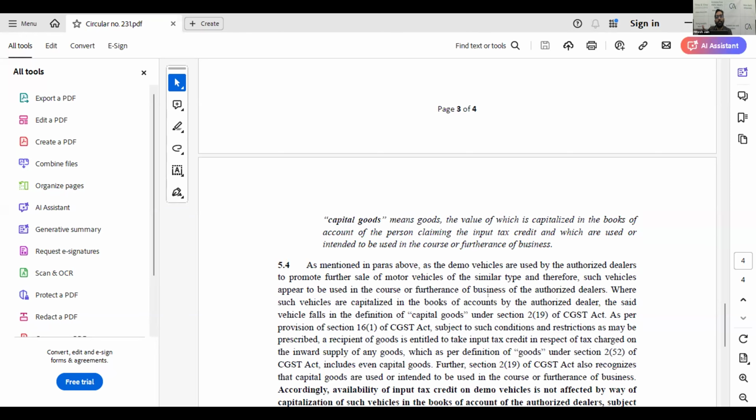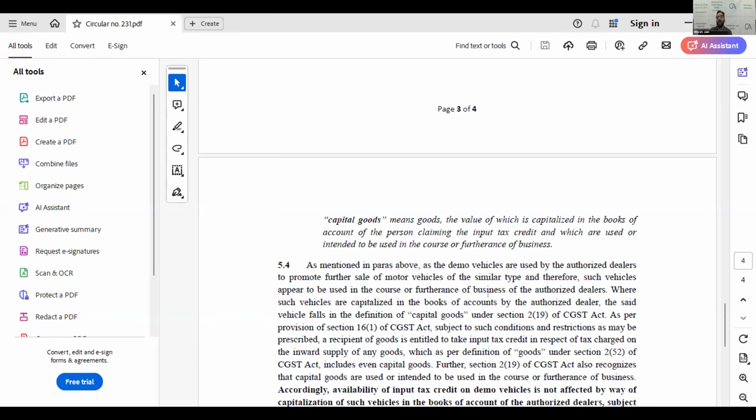Yes, one thing which needs to be noted is that where the authorized dealer has actually capitalized it in his books of accounts, we have to cross-check whether he has capitalized it at the full value. If he has capitalized it at the full value, including GST, on which he is claiming depreciation under Section 32 of the Income Tax Act, then he will not be eligible for ITC under section 16(3), which is again a restrictive provision. In case the authorized dealer has not capitalized the demo vehicle in his books of accounts at full value, but has capitalized it only at the taxable value, then he is definitely eligible to claim ITC on such demo vehicle, provided that it is used in the course or furtherance of his business.